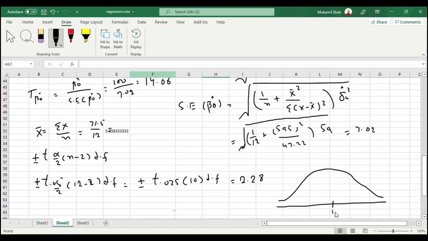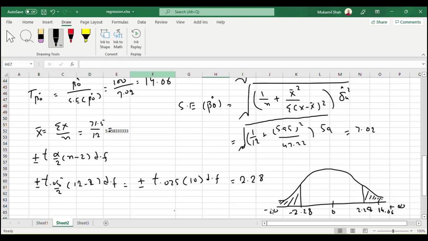This is 0, this is minus 2.28, this is the critical region, the minus side, and this is plus 2.28, again the critical region, the positive side. Now look at t beta naught, which is 14.06. It falls in the rejection region. So we reject the null hypothesis for the intercept. When we reject the null hypothesis for the intercept, it means that the intercept is statistically significant.